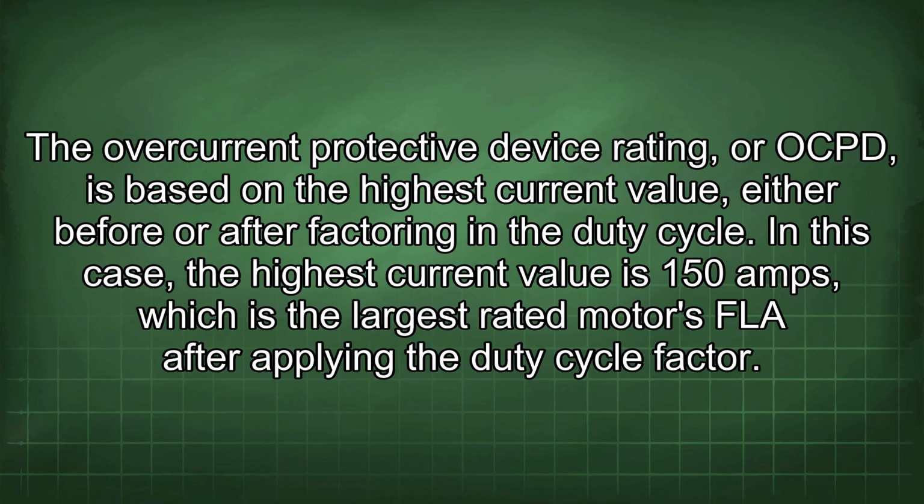The overcurrent protective device rating, or OCPD, is based on the highest current value, either before or after factoring in the duty cycle. In this case, the highest current value is 150 amps, which is the largest rated motor's FLA after applying the duty cycle factor.